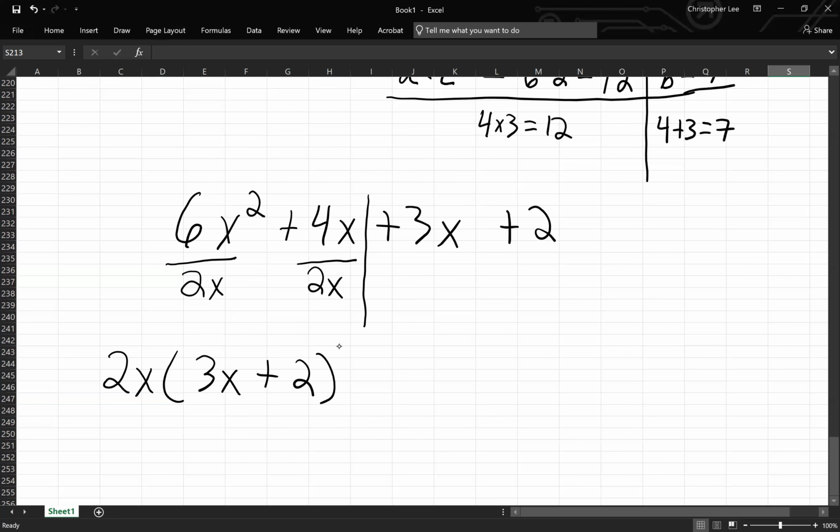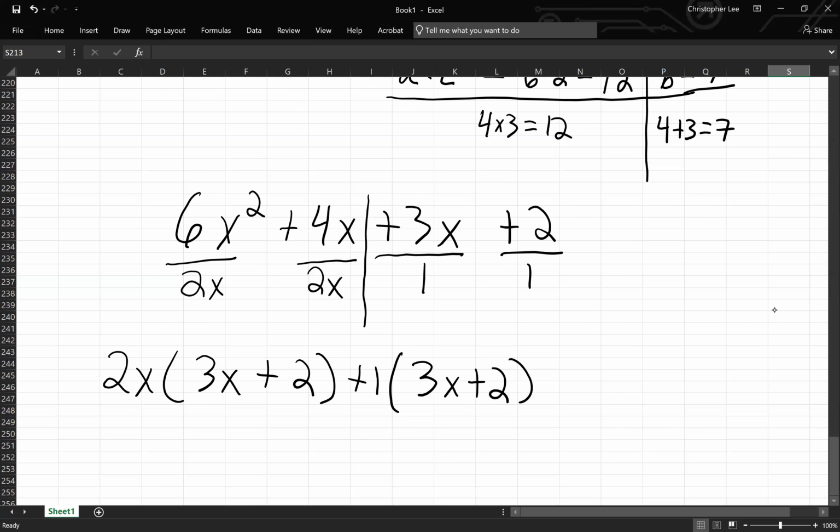Perfect. Now over here, I have a positive 3x and a positive 2. What do they both have in common? What number? 1, right? Plus 1. So now remember, when you factor out a 1, it's like you're dividing by 1. And anything divided by 1 is itself, right? So this is just 3x plus 2.